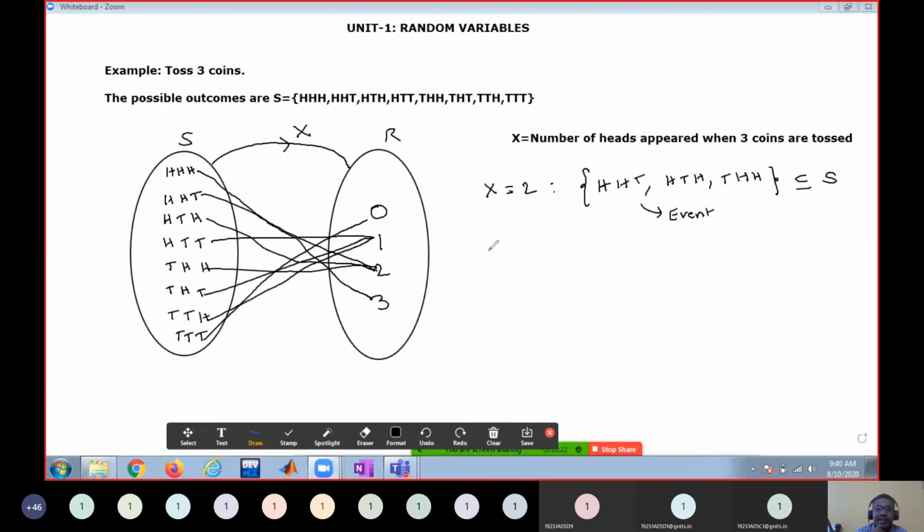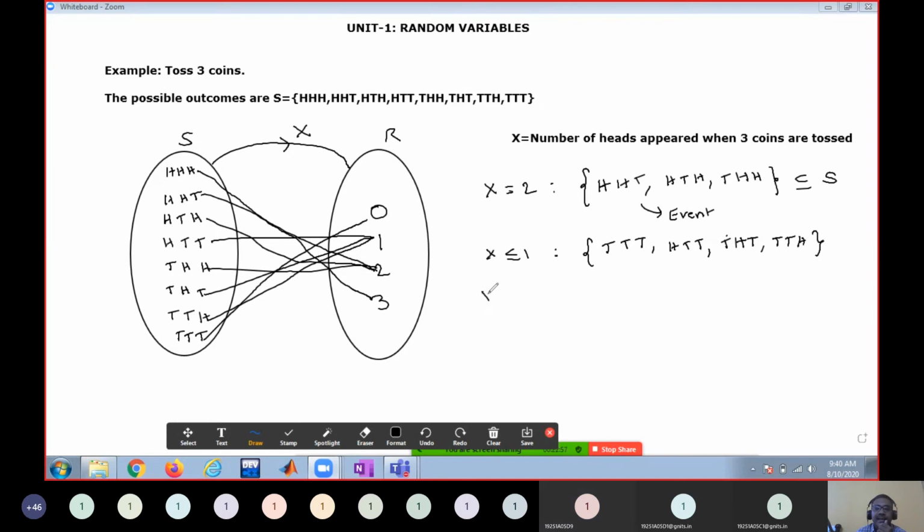Similarly, I can ask what is x less than or equal to 1? What do you mean by x less than or equal to 1? What are the possible values taken by x? Possible values of x are 0, 1, 2, 3. x less than or equal to 1 means either x can be 0 or x can be 1. x equal to 0 means TTT. x equal to 1 means HTT, THT, TTH. Am I right?